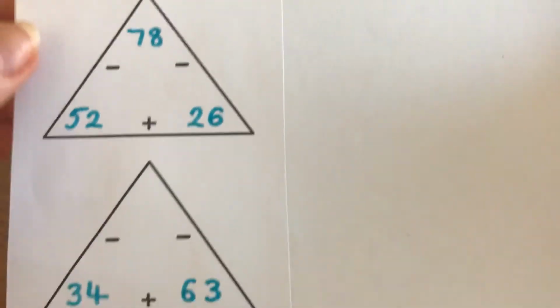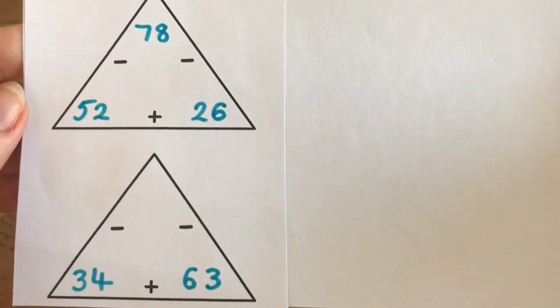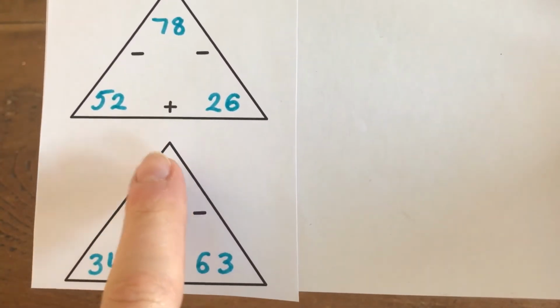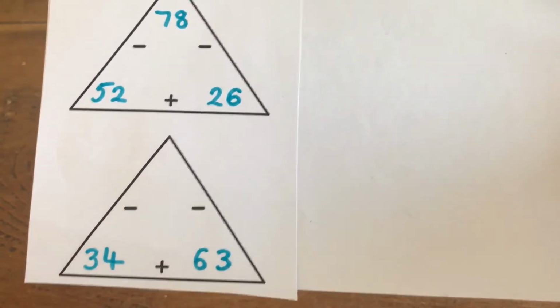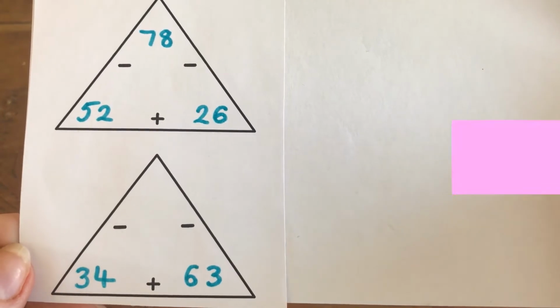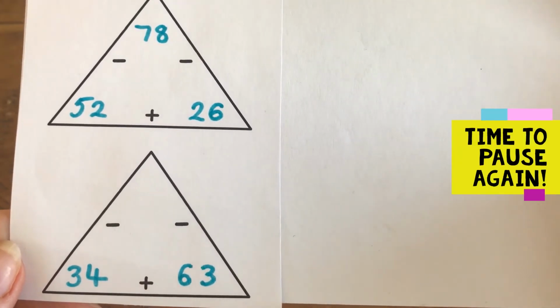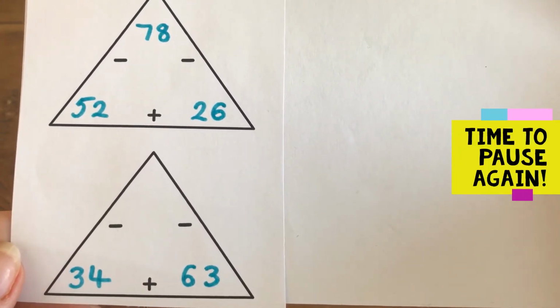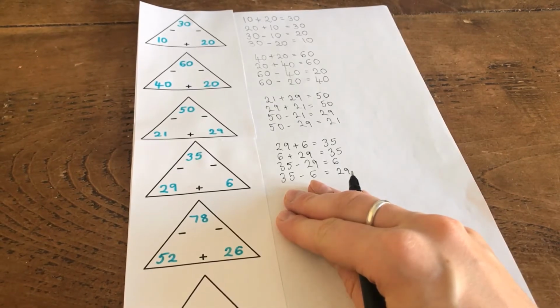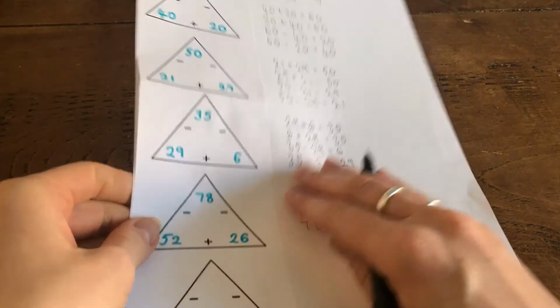Here are the next 2. Remember to pause the video and work them out. And remember, for this one you need to work out the big total of these 2 numbers in order to write your number sentences. Off you go. Okay, so I've written out the answers already for you. So if you're not ready yet, make sure you're pausing still. But here are the answers for this one.